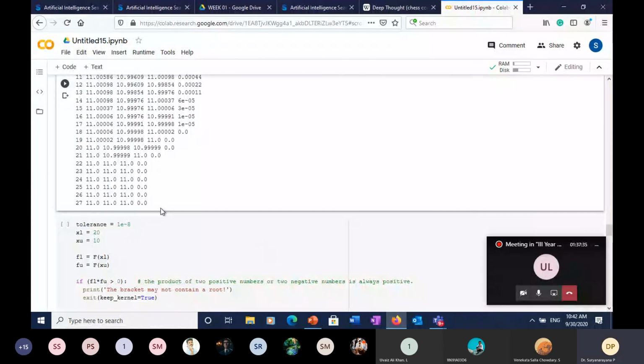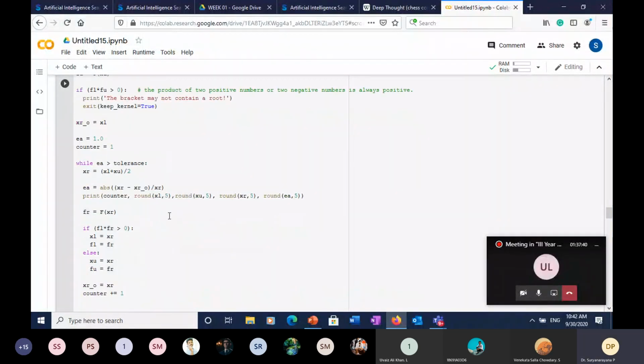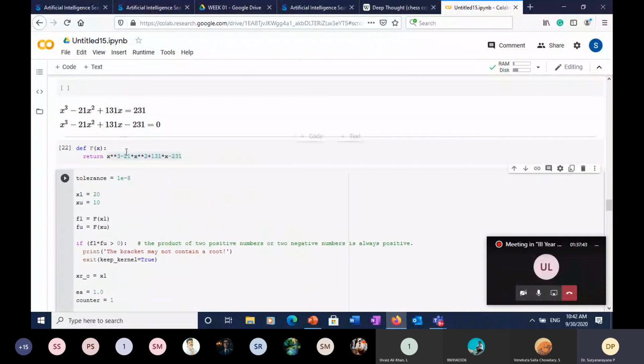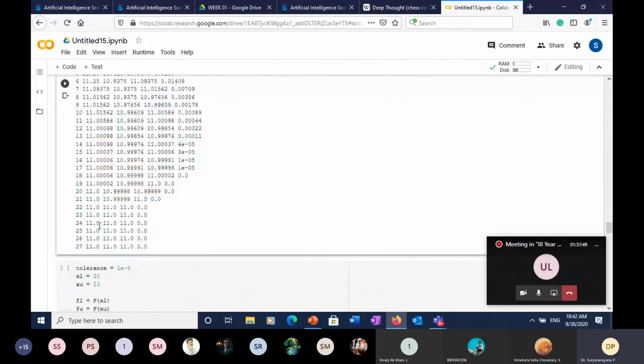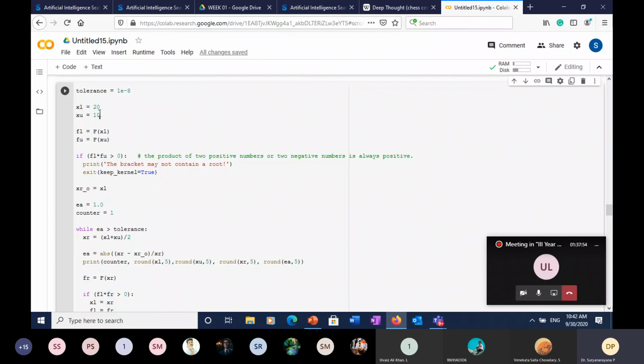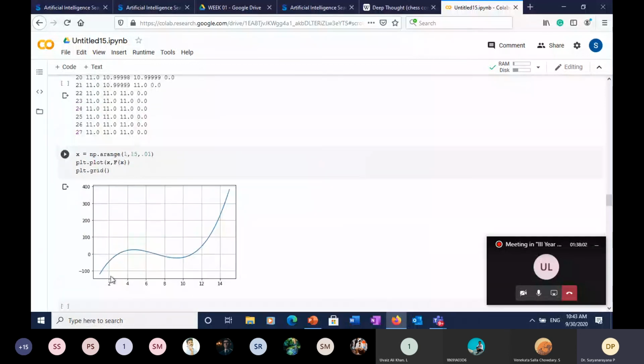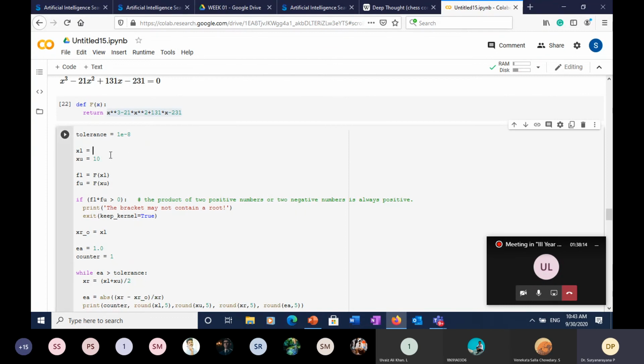In this example, you wanted a tolerance of 10 to the negative 8, and it took 27 iterations. Because you used this bracket, it is calculating the root between those two, which is 11. Instead of this, let's see what happens if you try this. Between 2 and 8, there are two roots, 3 and 7.